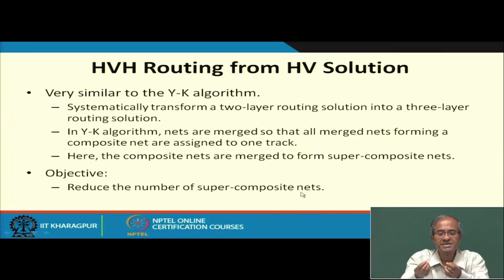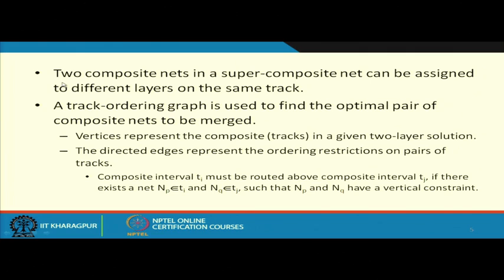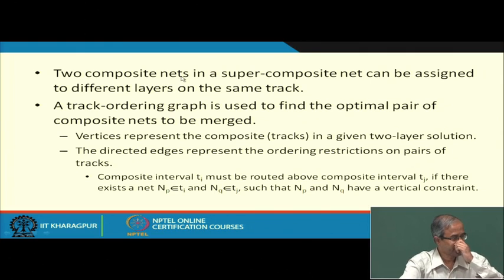See, super composite nets basically means a set of composite nets which are placed on the same track, but possibly on 2 different layers. So, now our target is to minimize the number of super composite nets, which means minimize the number of tracks. If you can reduce the number of tracks, we reduce the total area of routing, because the height of the channel can be reduced. Okay. So, what I said is that 2 composite nets in a super composite net can be assigned to the same track, but maybe to 2 different layers M1 and M3.